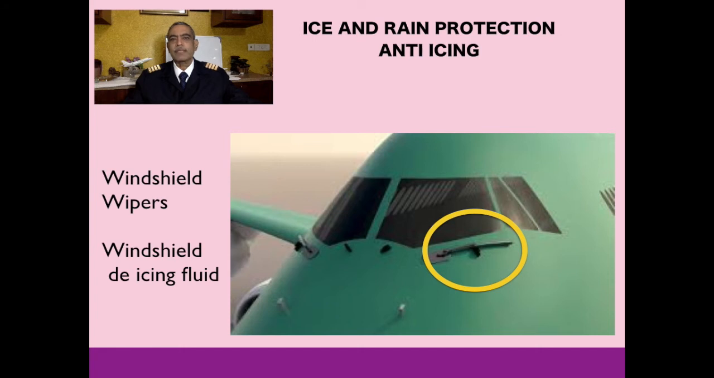Some aircraft, some systems incorporate a de-icing anti-rain fluid, which is sprayed over the windshield and which keeps water from sticking to the windshield. So once again, it provides a very clear vision to the pilot. Clear, not very clear, but manageable to execute a safe landing.